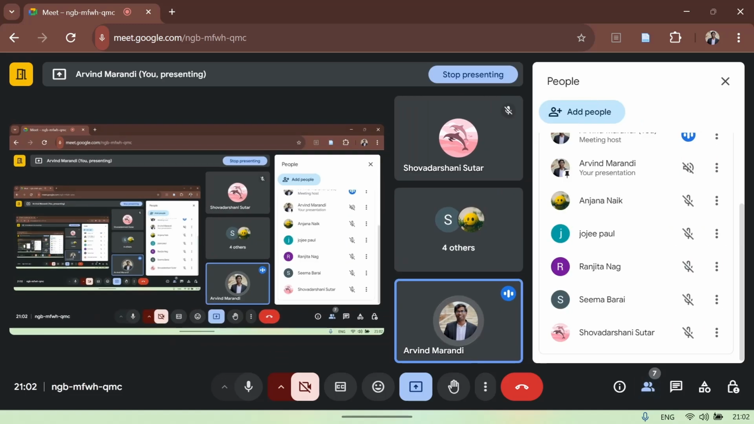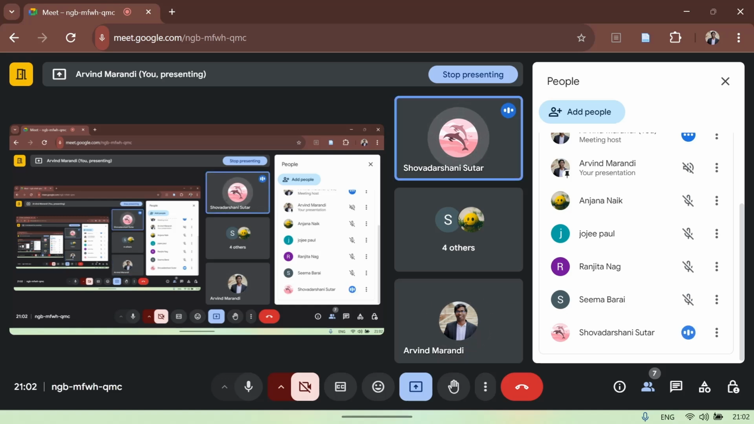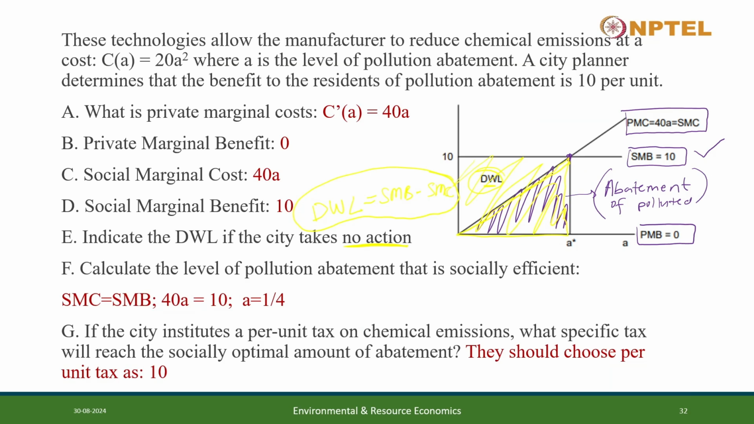Yes. Seema, is it clear? Yes, ma'am. Shovadarshini, is it clear? Ma'am, it's a little bit confusing. Which one is confusing? Shall I repeat it one more time? Yes, ma'am, please continue. You are asking something, or shall I repeat the part a little bit one more time? Ma'am, deadweight loss.